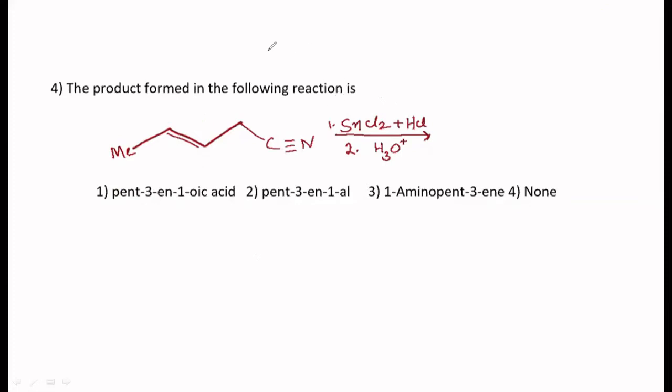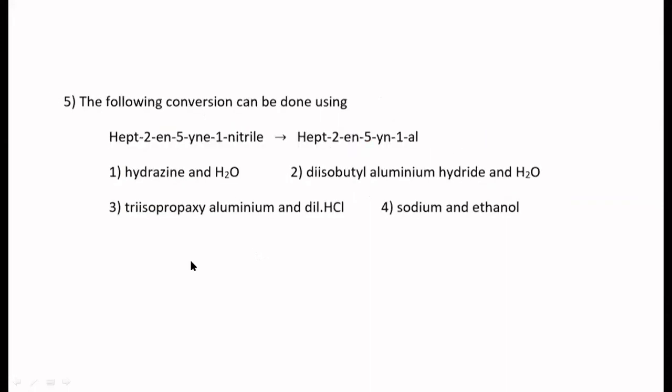Okay. Let's move on to the next question. This one. The following conversion can be done using: hept-2-en-5-yne-1-nitrile to hept-2-en-5-yn-1-al. Here also that E shouldn't be there. Diisobutyl aluminium hydride. That's correct. So this is the one.